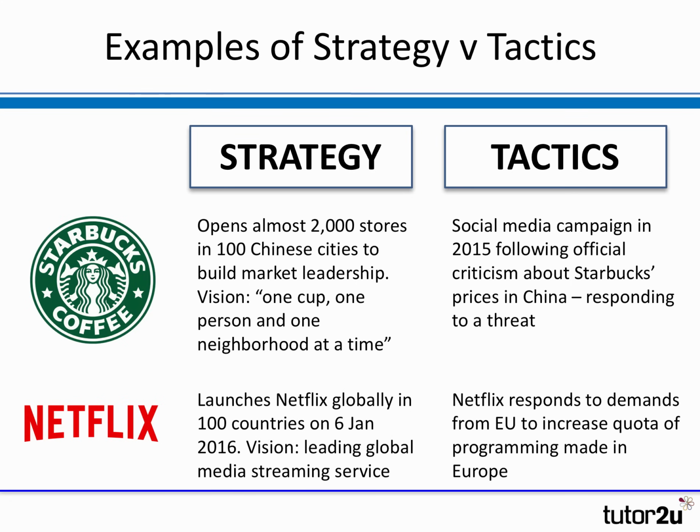Looking at Netflix, we saw that at the start of 2016, Netflix launched its service overnight in 100 new countries. And that was based around its vision of becoming the world's leading media streaming and entertainment service. Interestingly, one of the few countries it couldn't launch in was China. That was very much a strategic decision.